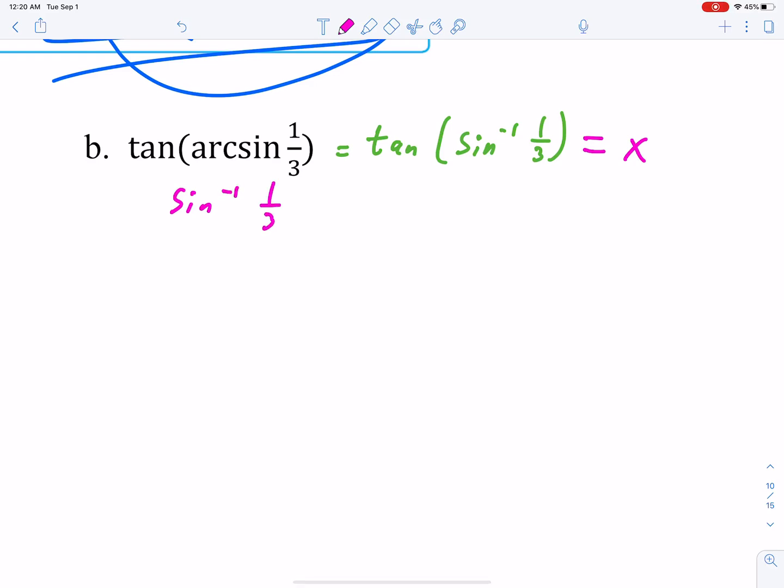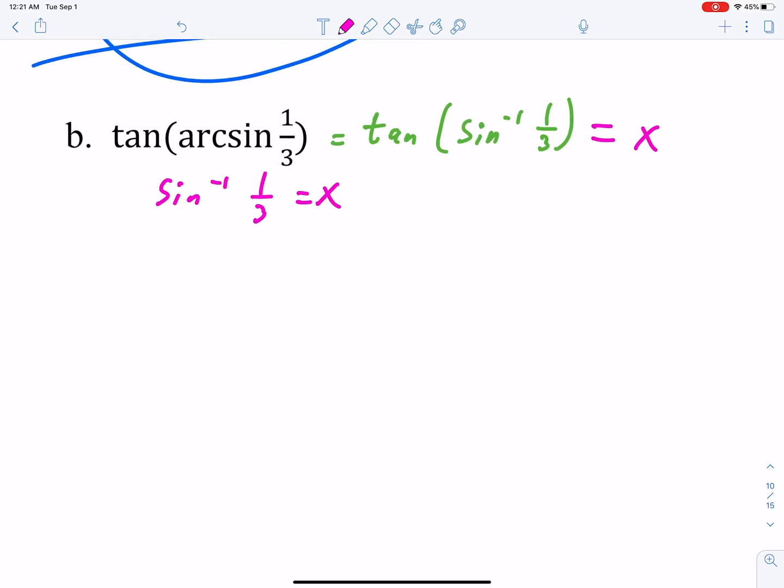of 1/3 equals x. What that means is we need to find the value of, this is an angle. Now we're trying to find an angle. Oh no, see, this is where I'm getting everything messed up. So this is something different. So let's call this guy y. There we go, this makes more sense. So we're trying to find the angle y for which sine of y is equal to 1/3.